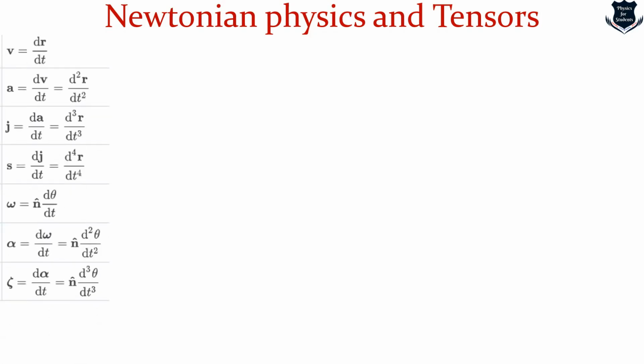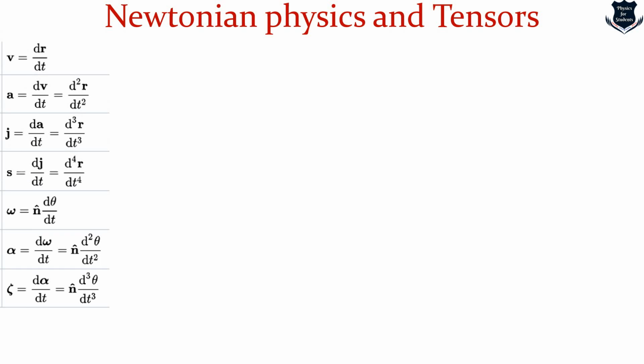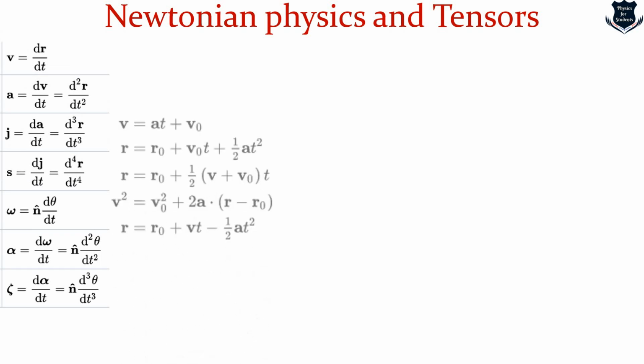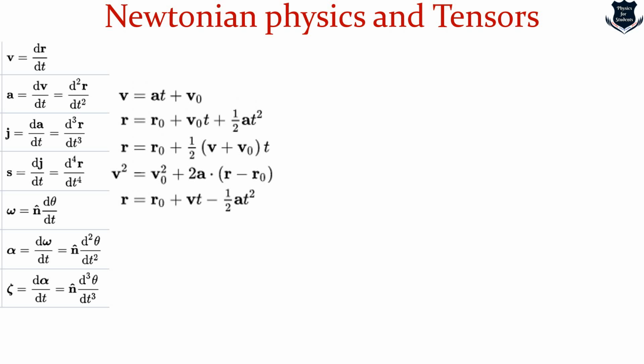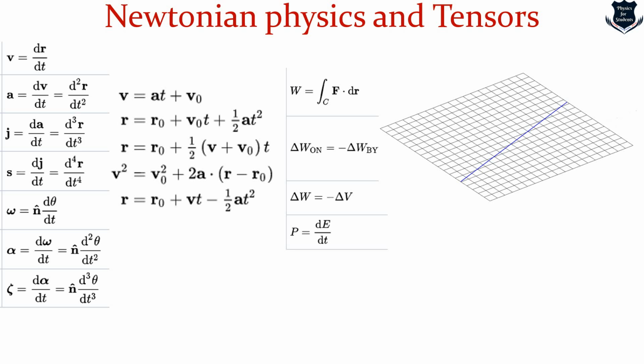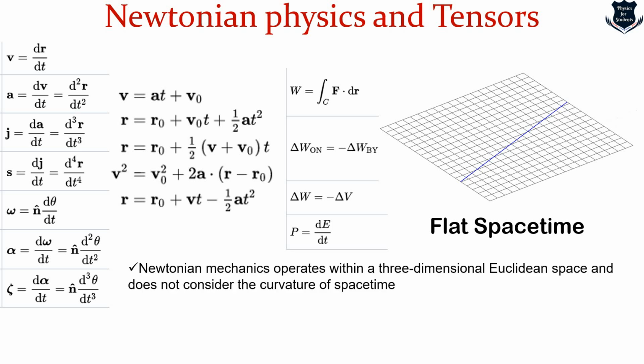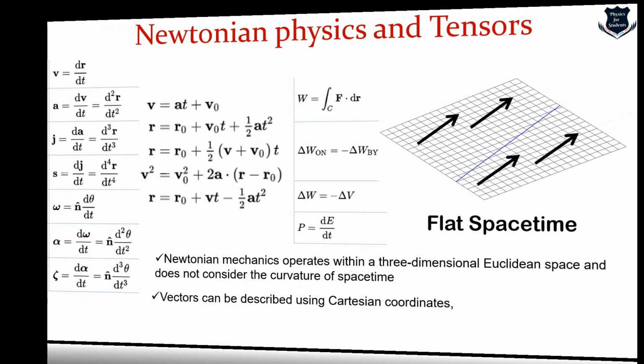The big question is that all these equations of motion, the first derivative, the second derivative, here I've got the SUVAT equations, angular momentum, etc. All of them are basically taking place in what is called flat space-time. Now, what does that mean? It means that Newtonian mechanics operates within a three-dimensional Euclidean space, and it doesn't consider the curvature of space-time. And most importantly, things can be described by Cartesian coordinates or simply by these vectors.